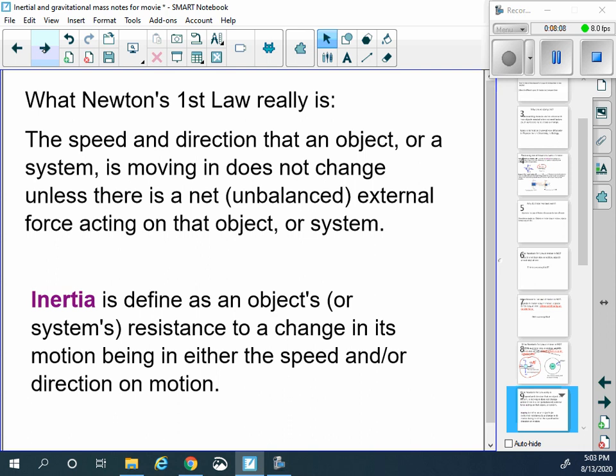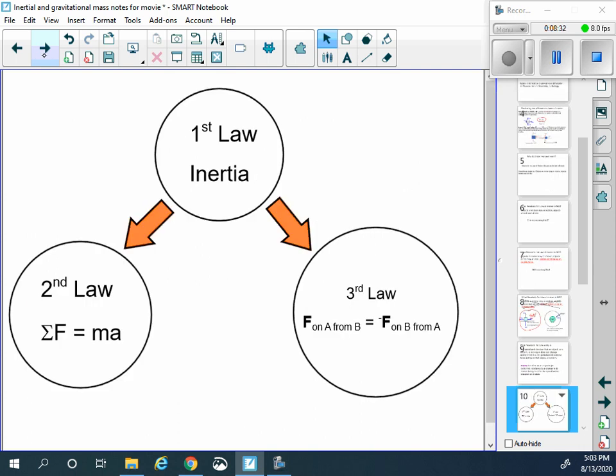Inertia has always been defined as an object's resistance or a system's resistance to change in motion, in either speed and/or the direction. That's what inertia is, and that's why we call it the law of inertia, because it's about resisting change in either speed or direction being caused by an unbalanced net external force. So that's our foundational law, and it now stems to the other two.